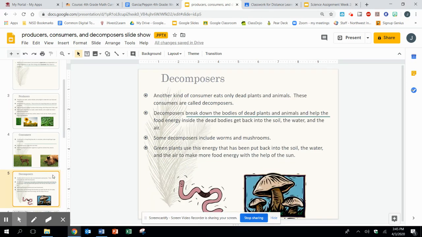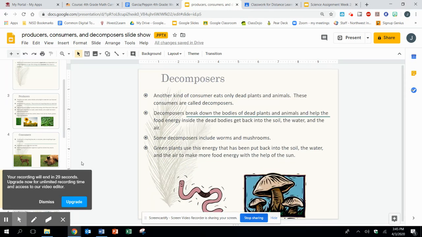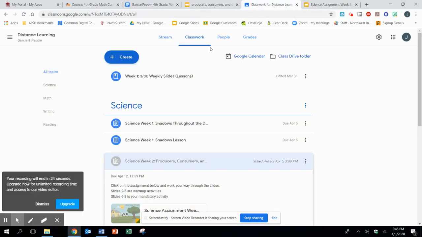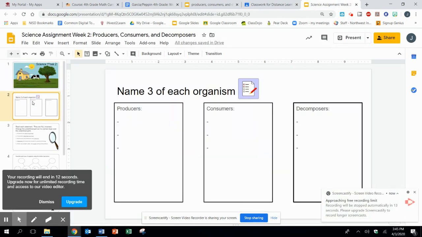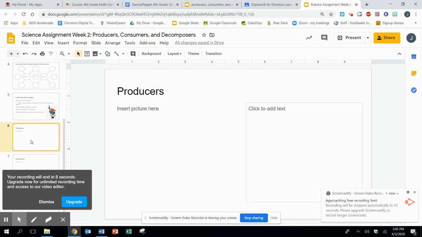Your assignment for this week is going to touch on all three different types of organisms. You'll find your assignment by going to Google Classroom and clicking on Science Week 2, Producers, Consumers, and Decomposers. Your assignment is going to ask you to choose between the three types of organisms and then explain how all three are connected.